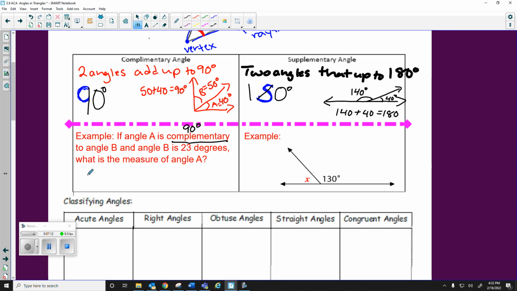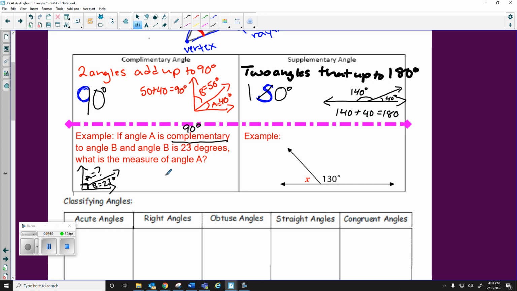I'm going to draw a picture to help me out. If angle A is complementary to angle B, that means they add up to 90 degrees together. And angle B is 23. What is the measure of angle A? 90 degrees means it's a right angle. You remember that little square sometimes means 90 degrees. So it's saying that there's two angles, let's call it angle A and angle B. Here it says angle B is 23 degrees, and we're trying to figure out what angle A is.